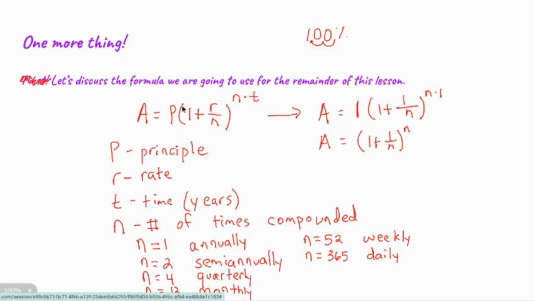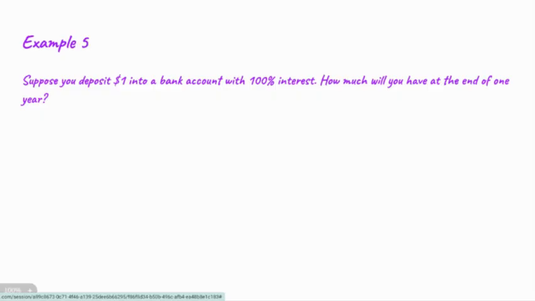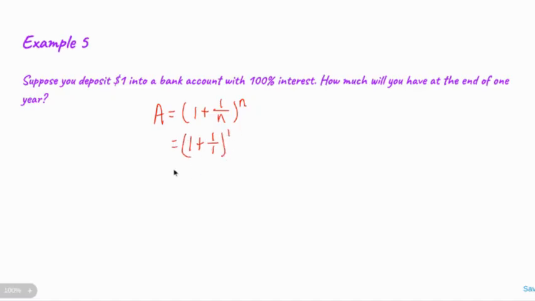Okay. So suppose you deposit $1 into the bank account. We already accounted for that in our formula. So let's rewrite that. 1 plus 1 divided by n to the power of n. $1 into a bank account with 100% interest. How much will you have at the end of 1 year? Okay. So this is just simply n equals 1. So we do 1 plus 1 over 1 to the power of 1. Very unexciting, but you'll see we get $2. We'll have $2 in our account.